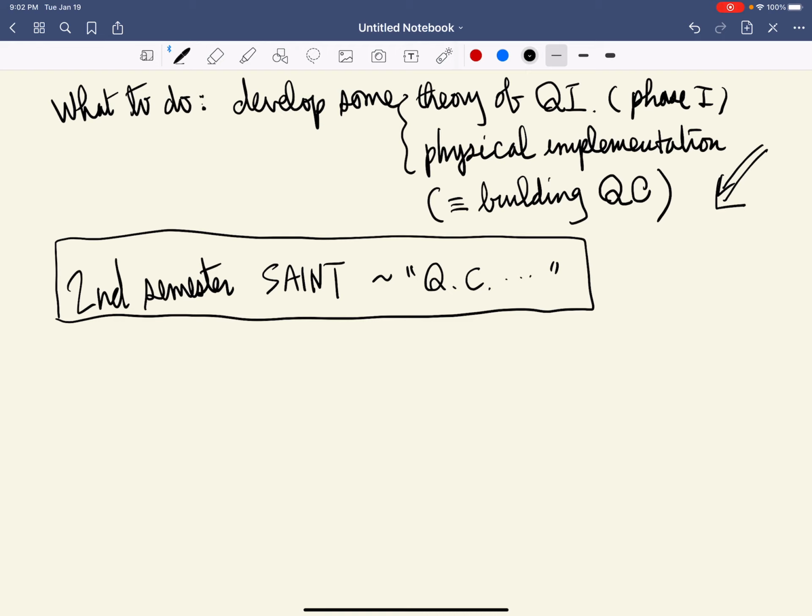But what I'm going to do in this class is mainly to focus on this first aspect, the theory of how we can store information using the quantum mechanics in a rather explicit manner.